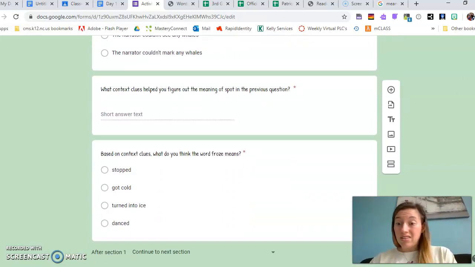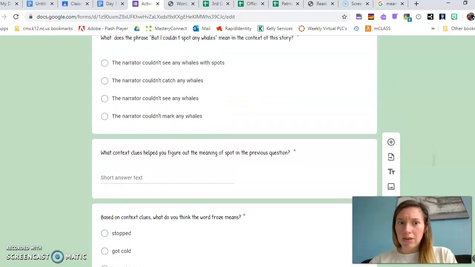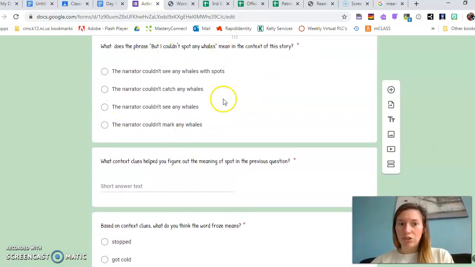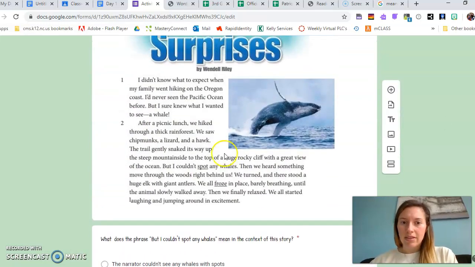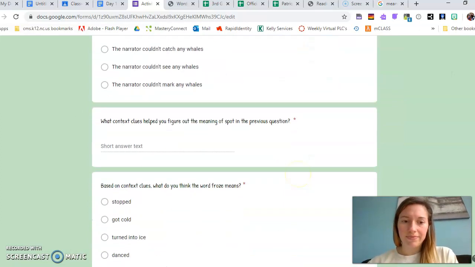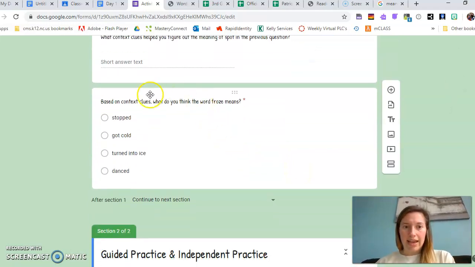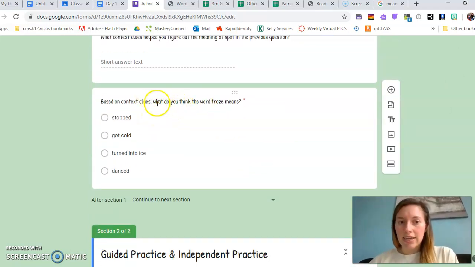And then the second one, you can just type in yourself. We talked about what were some of the clues that helped you pick the best answer here. Think about what were the clues that we talked about right from the story. What's the detail here? And then the last one, based on the context clues, what do you think the word froze means?